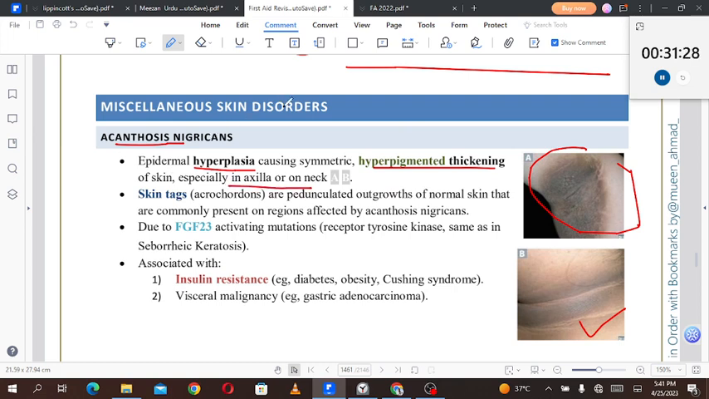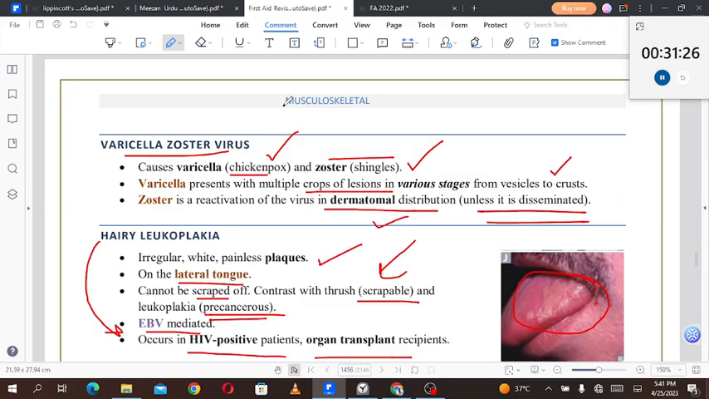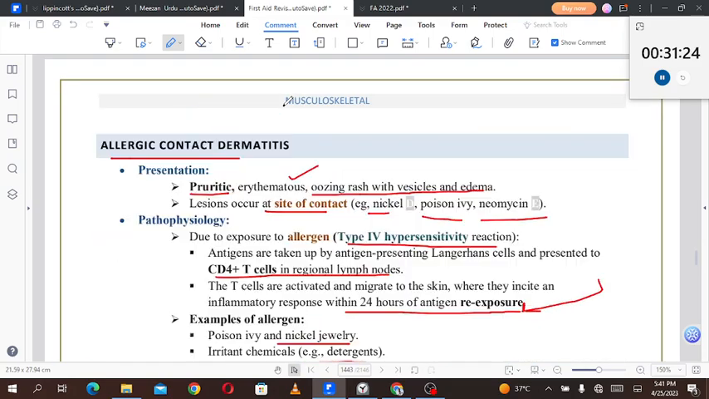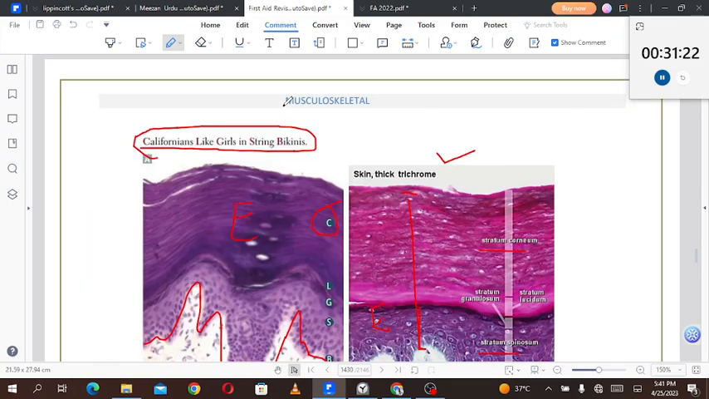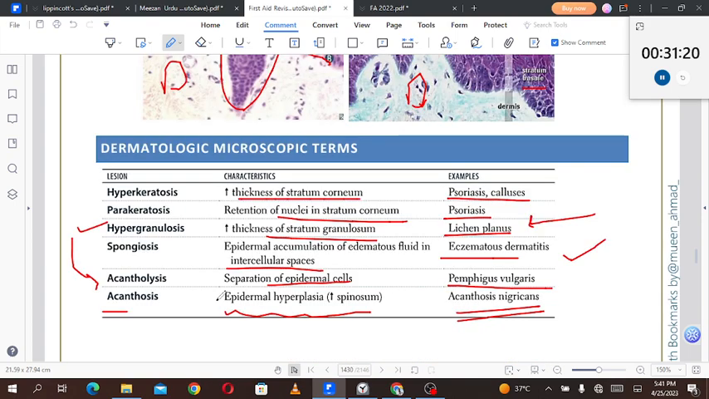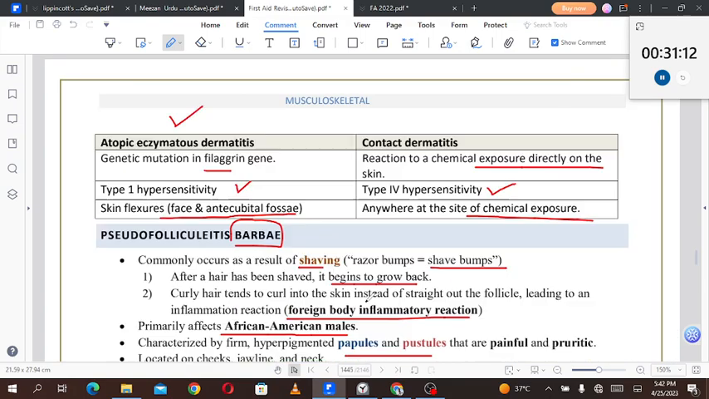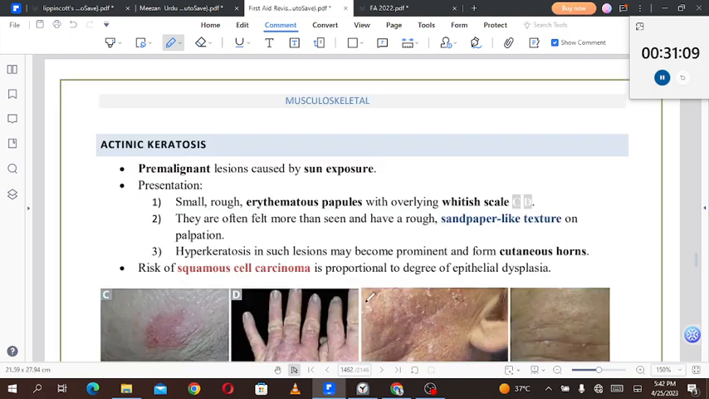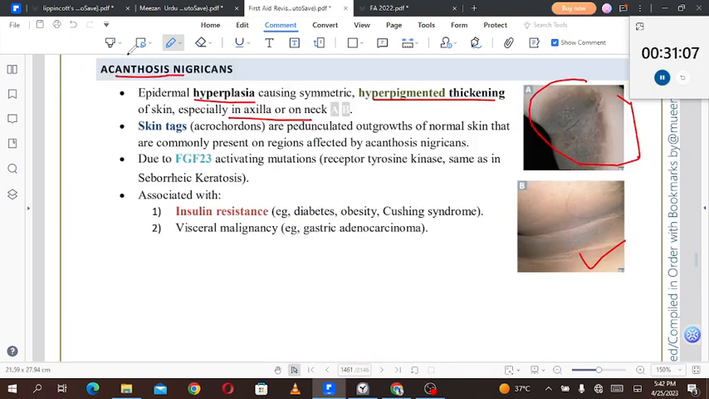Acanthosis. So acanthosis is over here. Acanthosis means an increase in the stratum spinosum. So epidermal hyperplasia specifically in the stratum spinosum is called acanthosis nigricans. Coming back to our page. So we were talking about acanthosis nigricans.